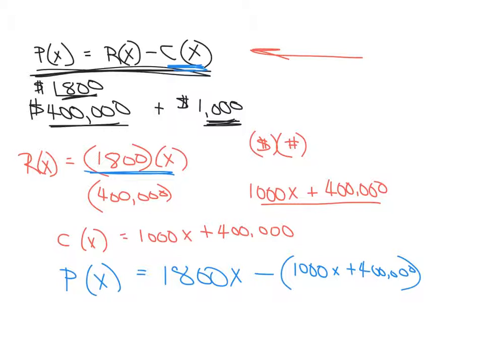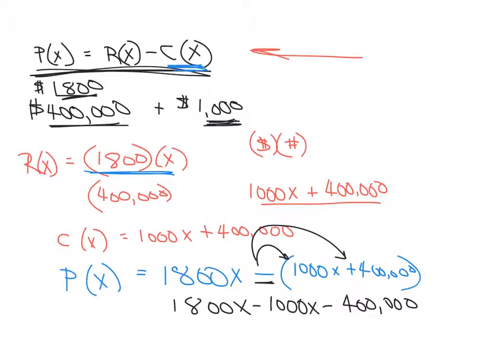The only thing you can do at this point is simplify it a bit by taking 1,800x minus 1,000x, and you distribute that negative sign. So that negative goes here, and it goes here because it's in front of the parentheses. Then I can actually subtract those and get 800x minus $400,000, and that equals my P of x here. So that's what they wanted.